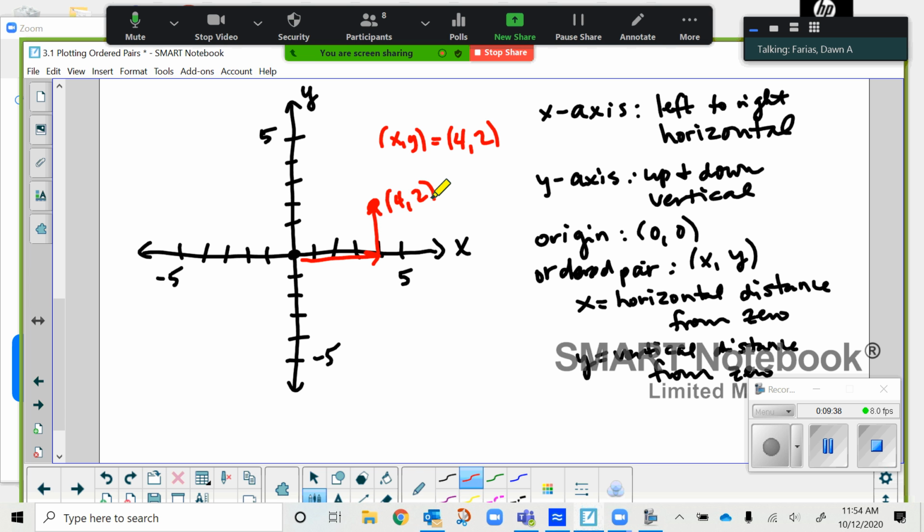Do the left or right direction first, and then the up down direction. And if the 4 had been negative, I would have gone to the left first. And then if the 2 had been negative, I would have gone down 2.